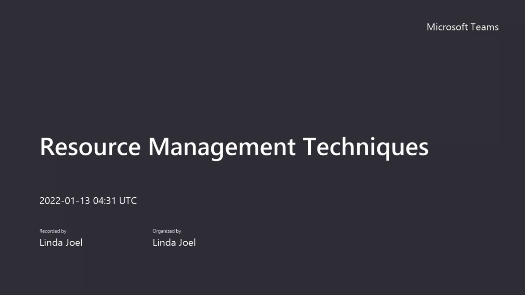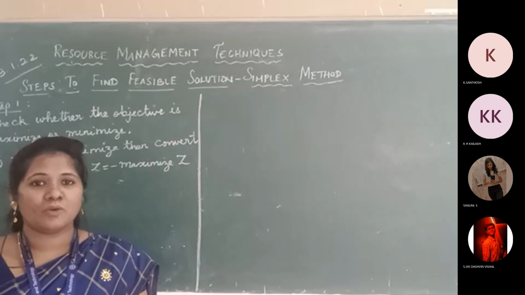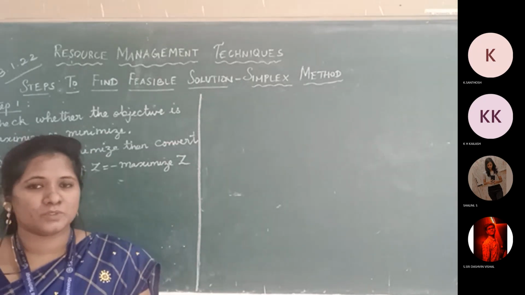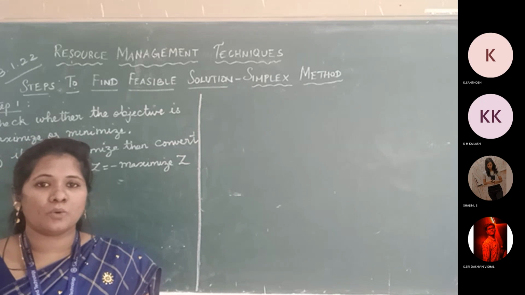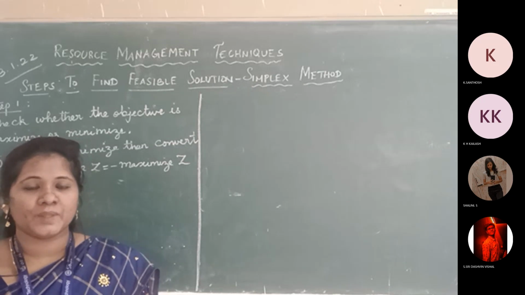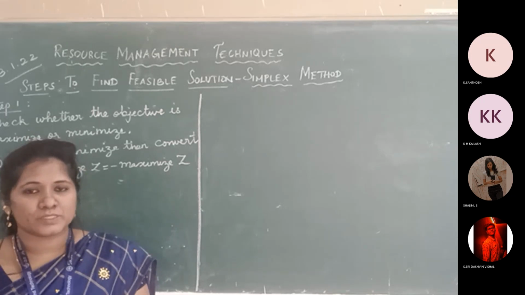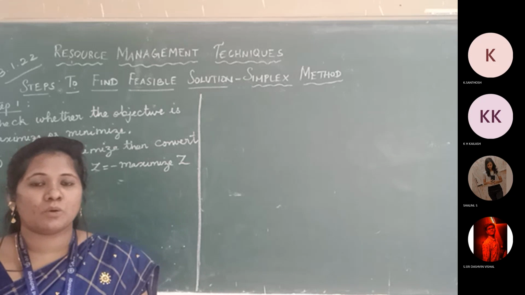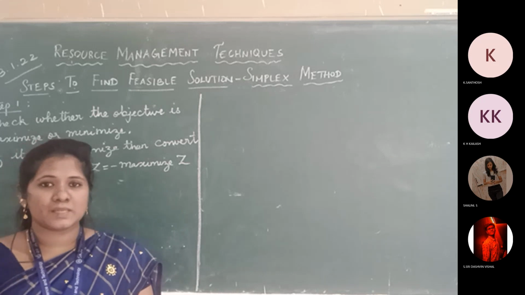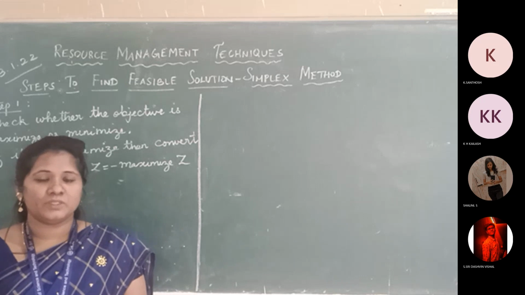For formulation of the LPP, then graphical method. In your graphical method, how you'll have to solve it, your procedure was being told, and then how to find out your maximization, minimization with your given problem. Then we went into your simplex method. We went into what is your solution, your feasible solution, optimal solution, what is your slack variable, what is your surplus variable. Okay, till that we have finished.